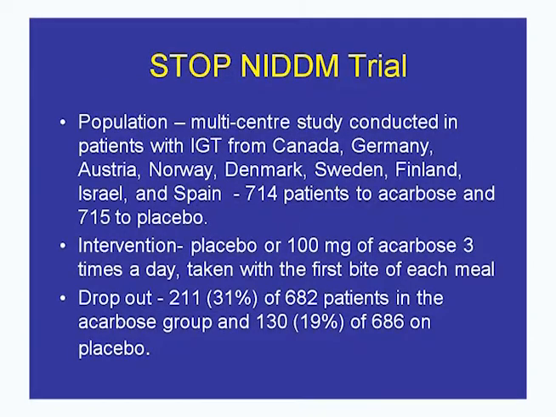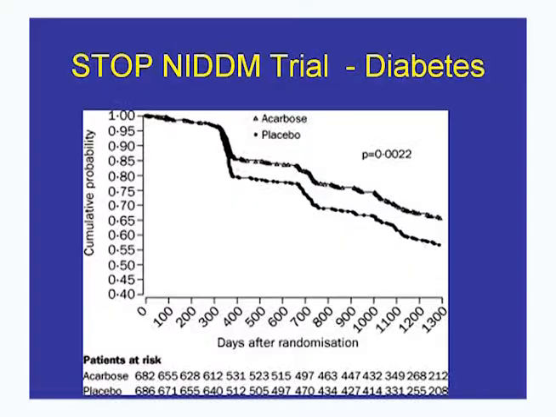The other one, which was very popular, is the STOP NIDDM trial. This was one that was looking at multiple countries, and they randomized persons to either acarbose or to a placebo and looked to see whether or not there was any difference in diabetes risk over time. Well, one of the big problems with this study is that because of the side effects from the acarbose, a lot of people dropped out of the study.